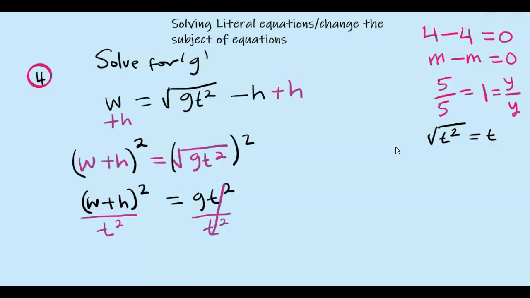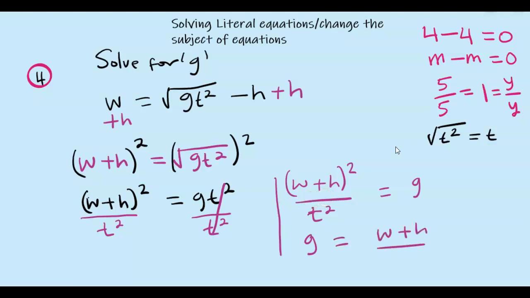So let's rewrite that. So we got w plus h all squared over t squared equals g. Now if we want, we can turn it around and say g is equal to w plus h all squared over t squared. We see a square here, so we can bring it all under one fold, so all over t, and then we can write it as such. And this is the simplified form that we can get to.